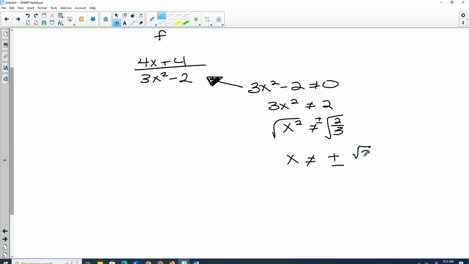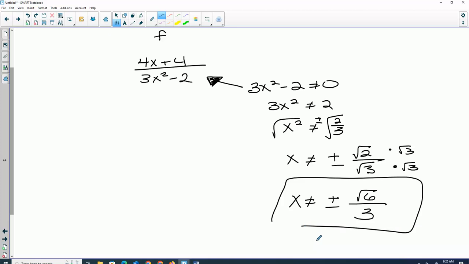We could say that's the same as the square root of 2 over the square root of 3. You guys agree with that? It is not proper notation to leave a radical on the denominator. So how do I get that off? So we have x cannot equal plus or minus square root of 2 times square root of 3, square root of 6. Square root of 3 times the square root of 3 is the square root of 9, which is just 3. So x cannot be plus or minus radical 6 over 3.